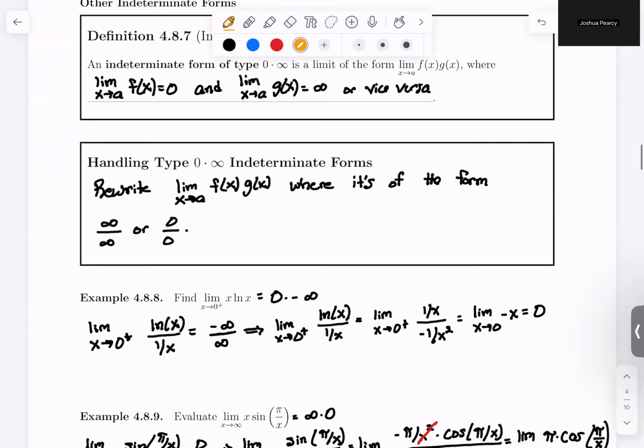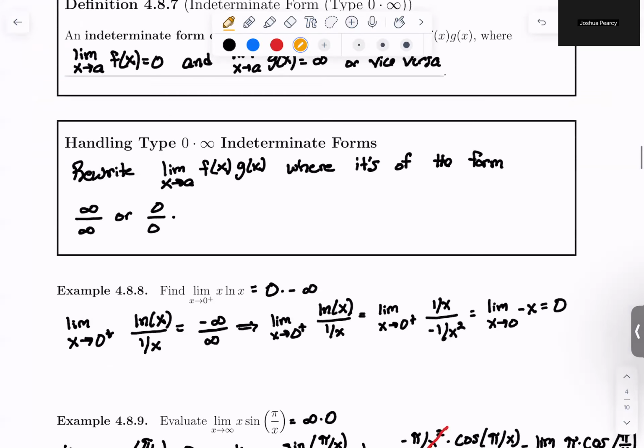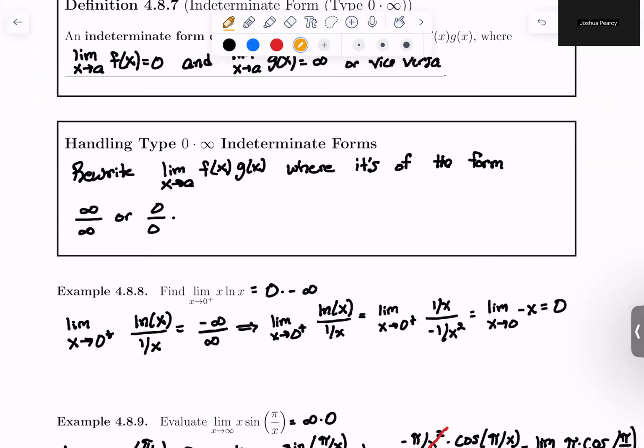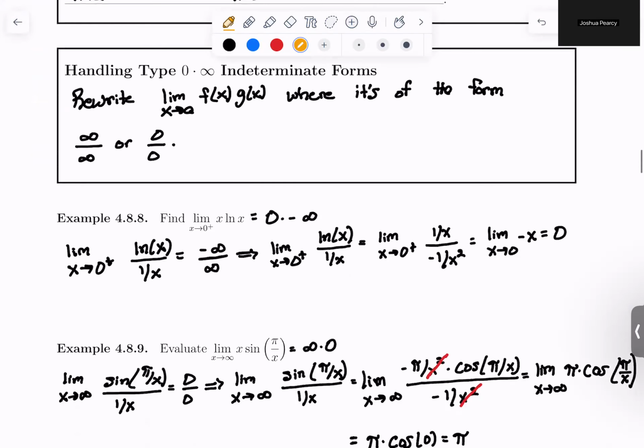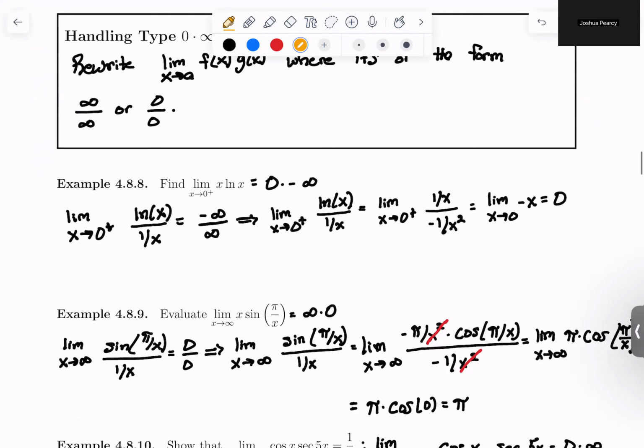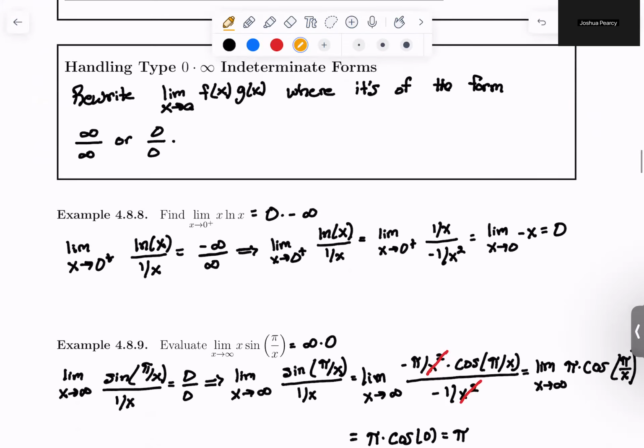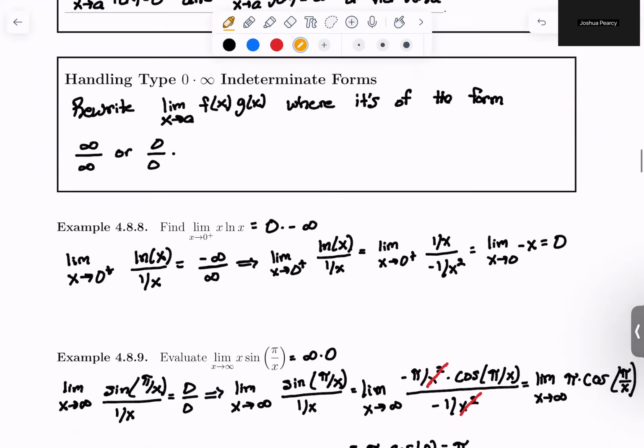So let's look at this first one here. It says, example 4.8.8, find the limit as x goes to 0 from the right of x times ln x. If I plug in x is 0 into the x portion, that gives me just 0. And then if I let x go to 0 from the right-hand side, ln x goes to minus infinity. So I have something of the form 0 times infinity. In this case, it's minus infinity, but that doesn't matter.